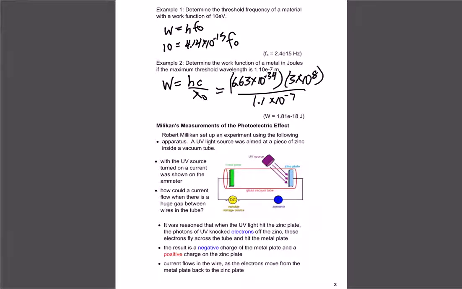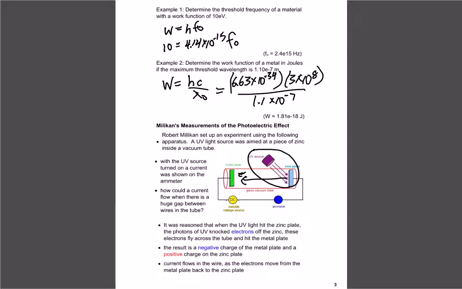So later on, Millikan set up a different experiment to take this one step further. He's saying, well, if we have an ultraviolet light hitting zinc like Hertz predicted, and we have electrons flying off, then if we have electrons moving, we should be able to create electricity or create a current.